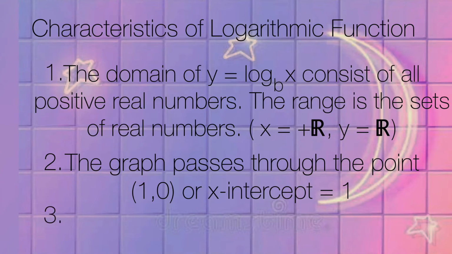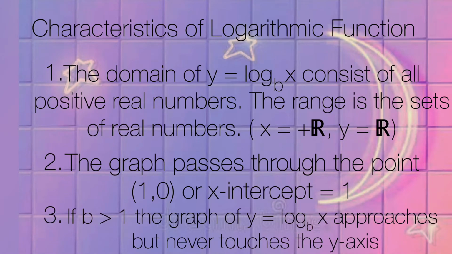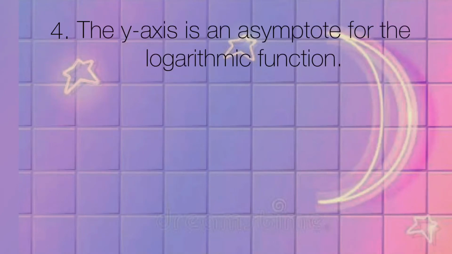Third characteristic: if b is greater than 1, the graph of y is equal to logarithm of x approaches but never touches the y-axis. The fourth characteristic: the y-axis is an asymptote for the logarithmic function. Now you know the characteristics of logarithm. Let's try to solve a problem.